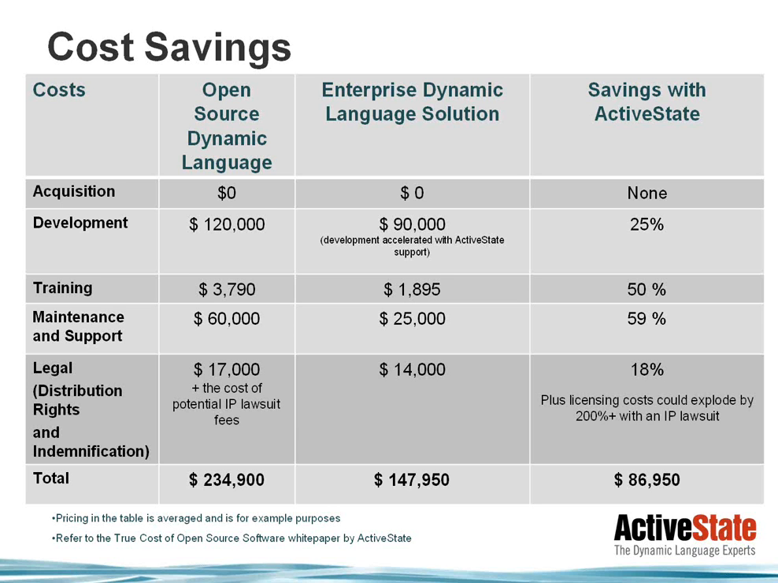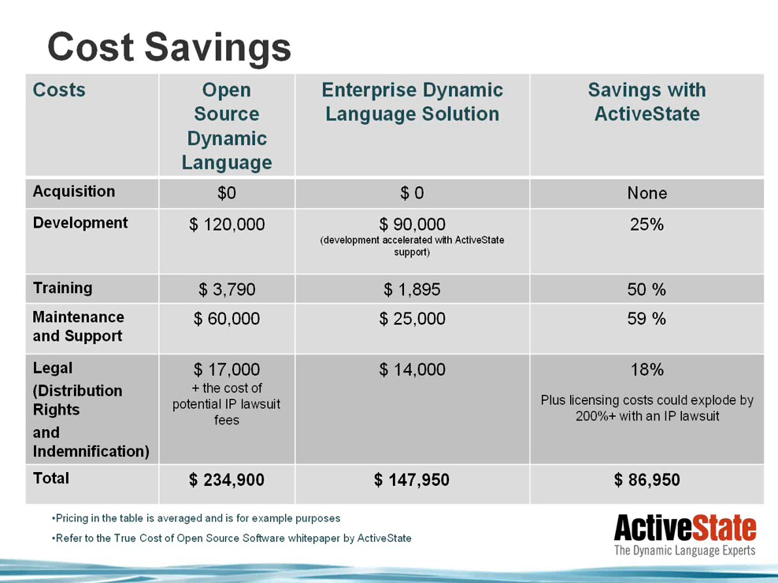So firstly, let's look at the acquisition line. Your acquisition cost to use an open source dynamic language or to use one from ActiveState is zero. There is no cost. In this particular case, in the first year, the development cost would have been about $120,000 for this particular customer if they had gone on their own. However, working with ActiveState, we saved them approximately $30,000 by accelerating their development efforts as well as the support we were able to provide them, which resulted in approximately 25% savings.